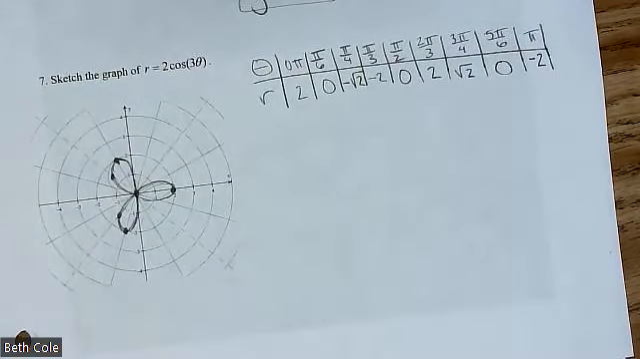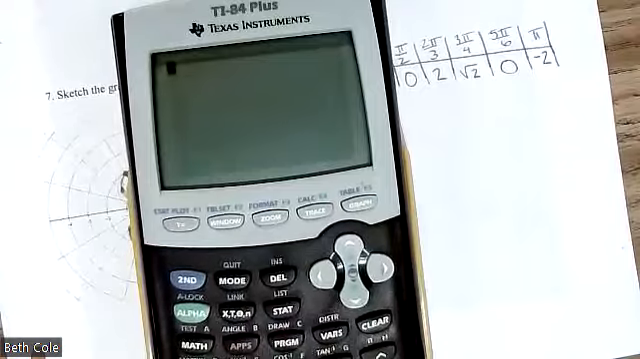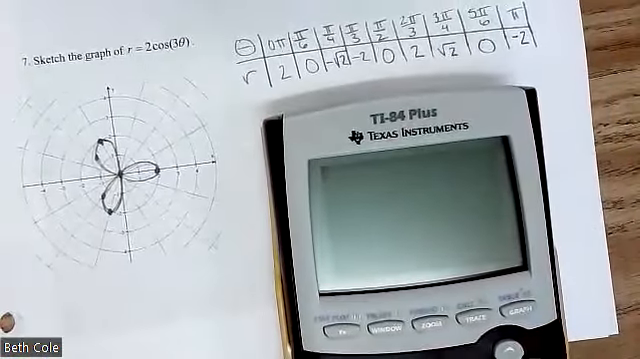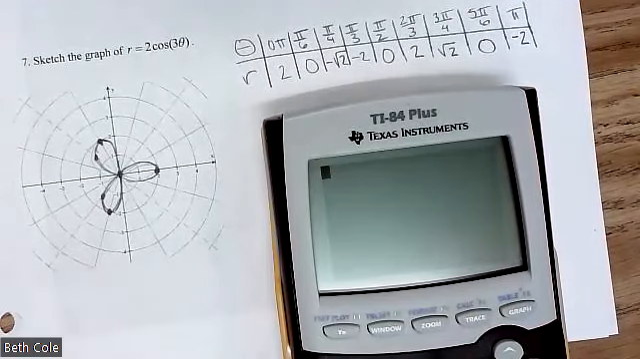So on your calculator, oh, sorry. It's a little 3-leaf clover.